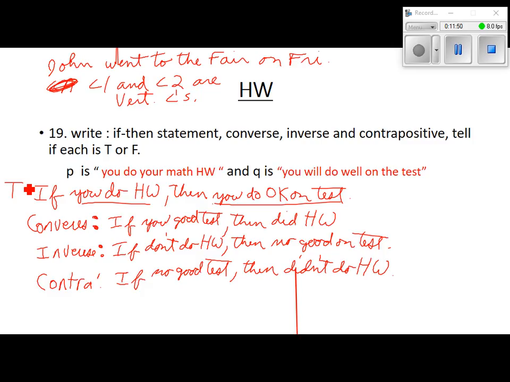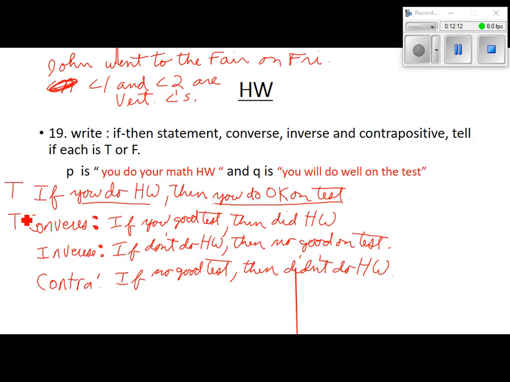Converse. If you did good on the test, then you must have done your homework. True or false? Is that necessarily true? Probably. But are there some of you that can do well on the test and not really have to put a whole lot of effort into the homework? Yeah, there's people like that.